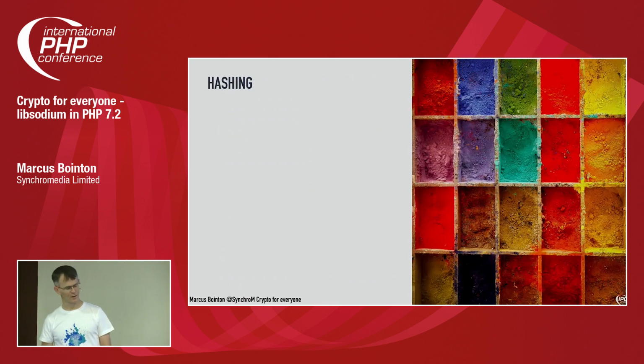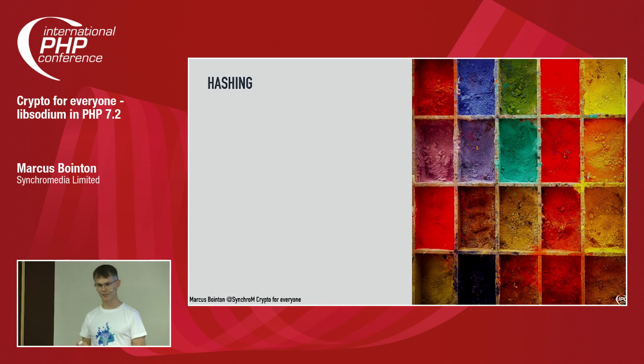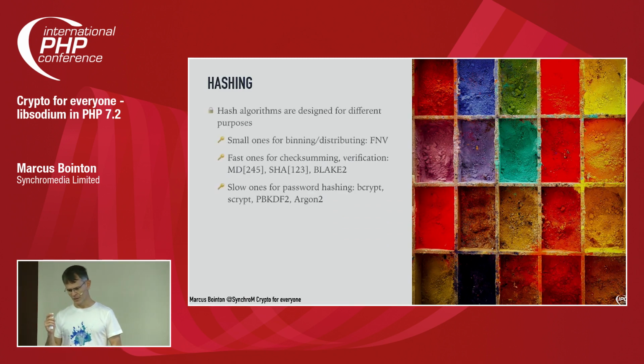So, first up, hashing. Hash algorithms are designed for different purposes. So we typically have small ones, which are often used for binning or distributing things across bins. A classic use of this would be distributing keys across a cluster of memcache servers. You would use something like the FNV hash for that.